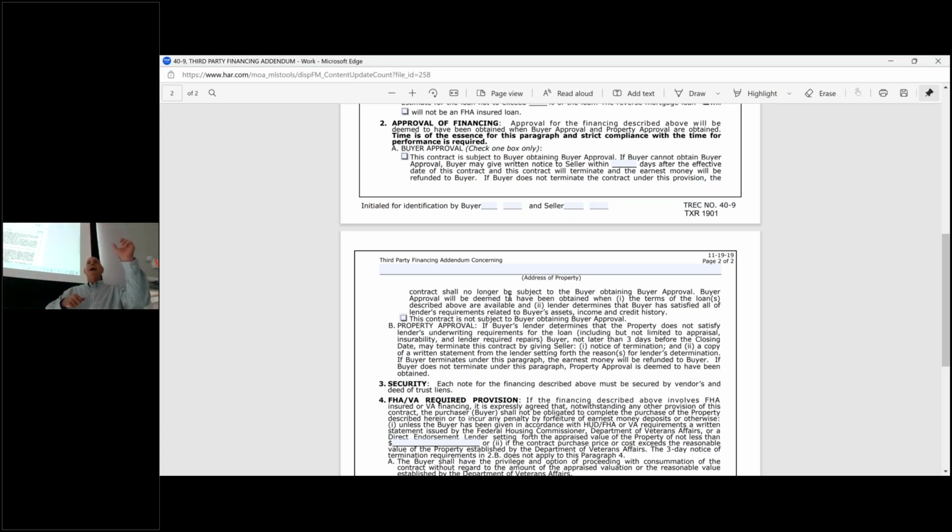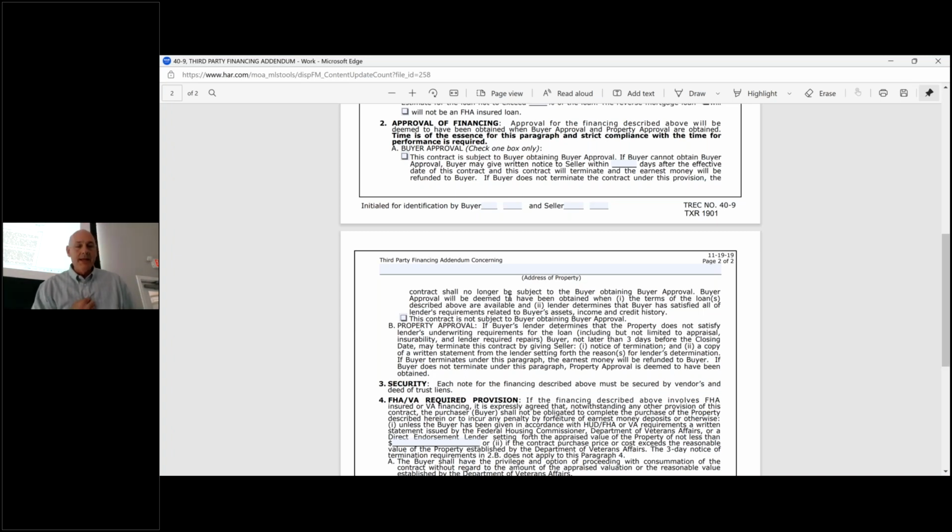2. Buyer approval and property approval. And they are completely separate issues. Okay, so let's look at the first one, buyer approval. This contract is subject to buyer obtaining buyer approval.